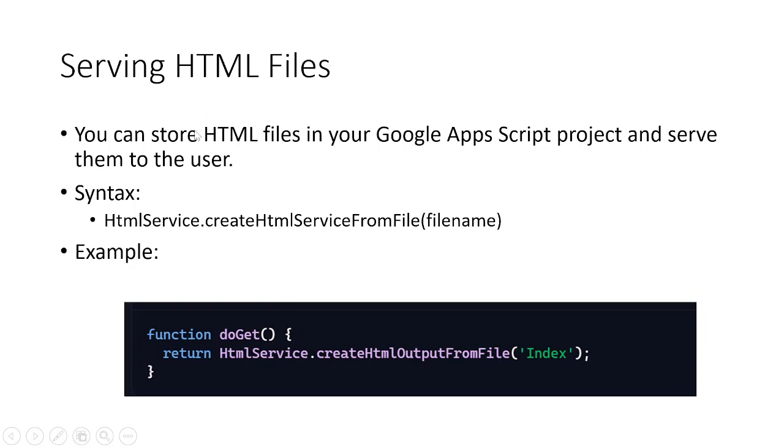So serving HTML files: you can store HTML files and serve them to the user. An example is the method createHtmlOutputFromFile with the file name. I was wrong here: it's not HTML service from file, it is HTML output from file, then the file name. First I'm going to show you how to create an HTML file, then we are going to return it as HTML output.